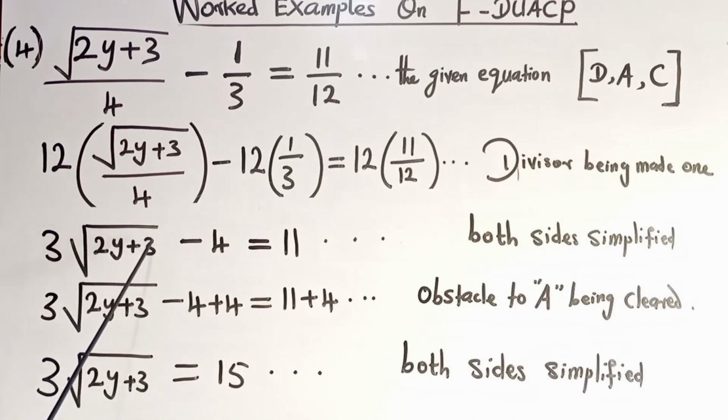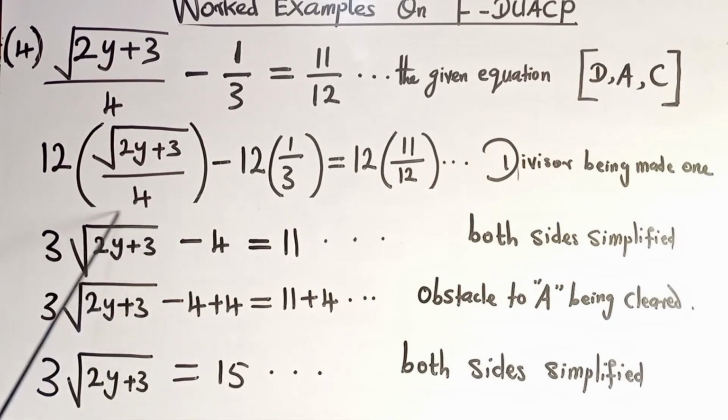Therefore, the next thing is to make this adder 3 become 0. To make it become 0, this root must go. And if a root must go from a side of equation, it must be alone, or it must be a part of a single term in one side of equation. A root must be a part of the only term that exists in one side of equation.